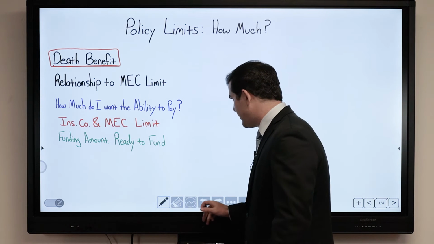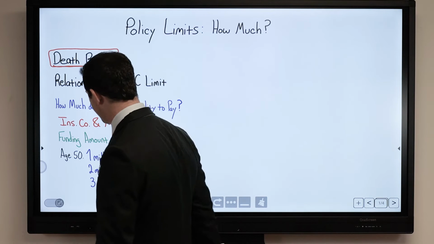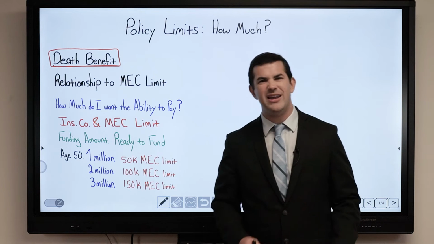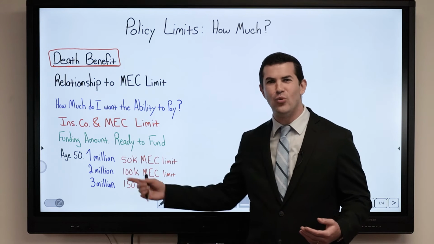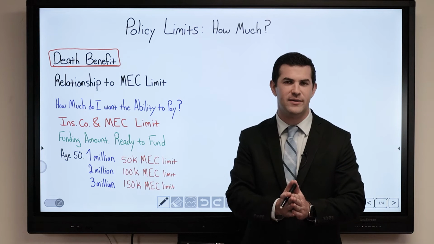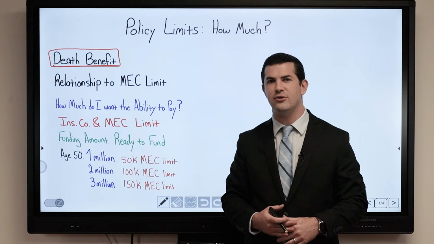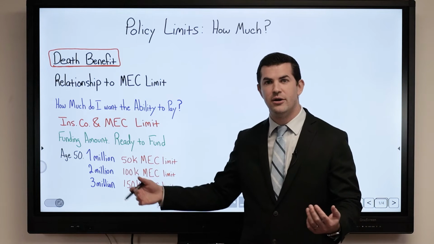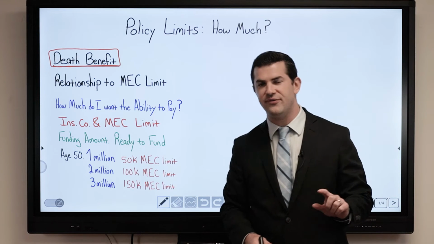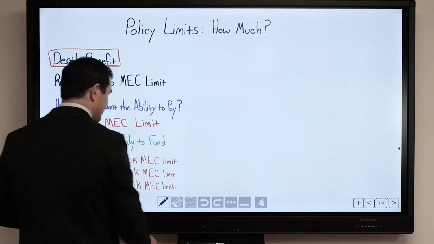So if I'm ready to fund a policy, I've got to be aware of a couple things. So we've got an example of a 50-year-old male, and at age 50 for a male, it's kind of even numbers. And what I mean when I say that is a $1 million death benefit will obtain a $50,000 MEC limit, just over $50,000. $2 million gives me $100,000 in MEC space or a MEC limit. $3 million gives me $150,000 in MEC space at age 50. Every age is different, but there's a specific reason I used age 50. It's very easy to track.